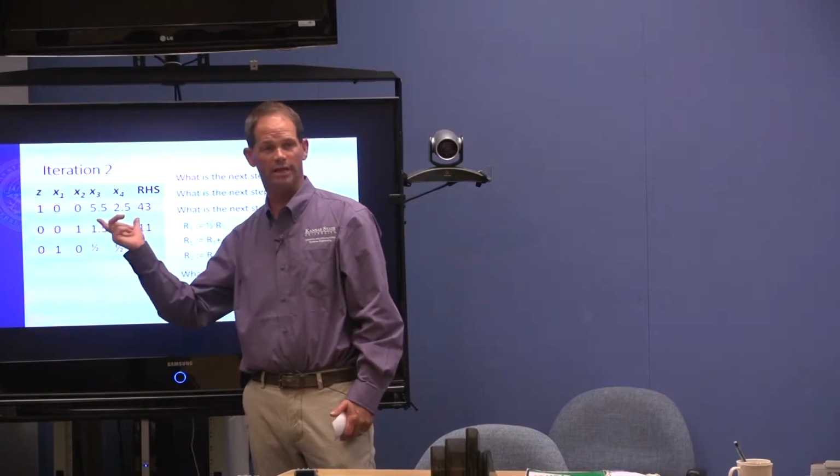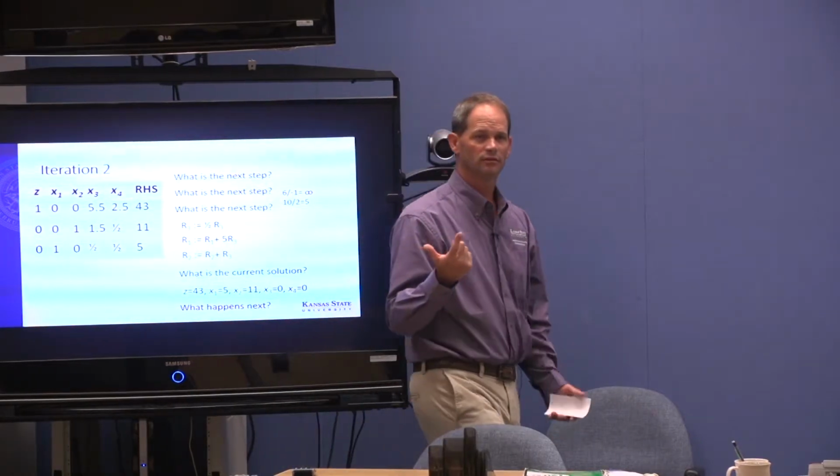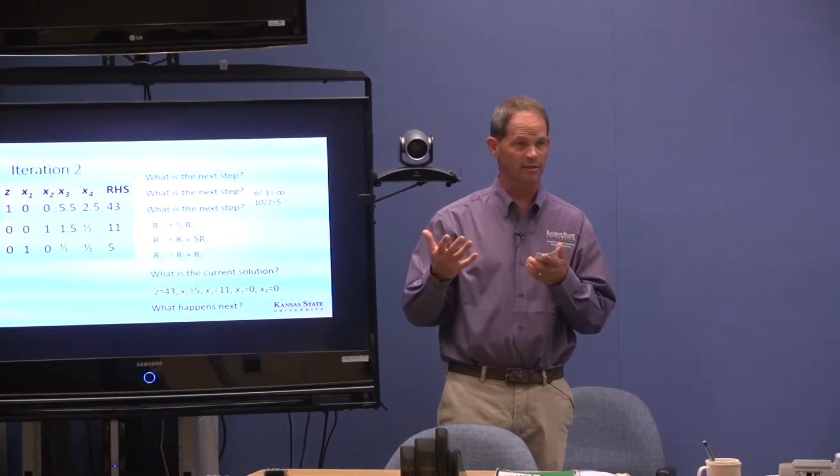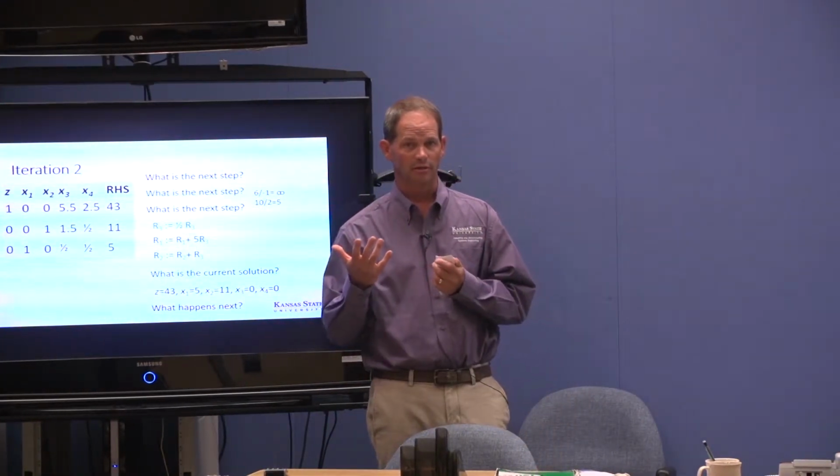It was the most negative. Since there are no negatives, what do you think you can say? That it's solved. That we're done. That problem with the maximization, the best answer anybody can ever find would be this 5 for x1 and 11 for x2, and that's the best. That's the optimal solution. Okay.